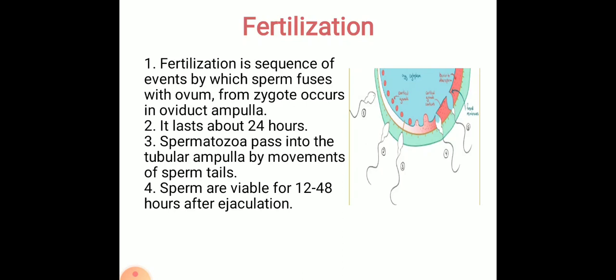Fertilization is a sequence of events by which the sperm fuses with the ovum to form a zygote, and it occurs in the oviduct ampulla. The male gamete and female gamete combine together to form a diploid zygote. That is called fertilization. Where does it occur? Fertilization takes place in the oviduct.